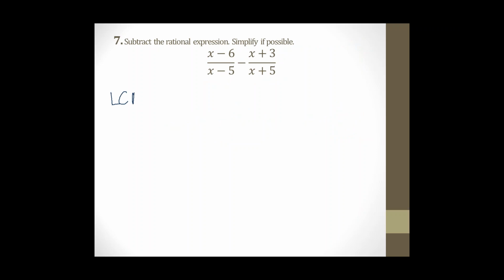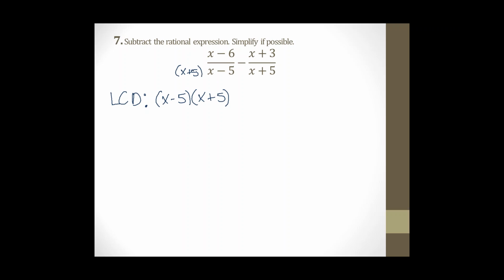So basically, this denominator is x minus 5. This one is x plus 5. If our denominator was x minus 5 times x plus 5, then we can combine the top and use our new denominator. So this is our least common denominator. This first one needs the x plus 5.